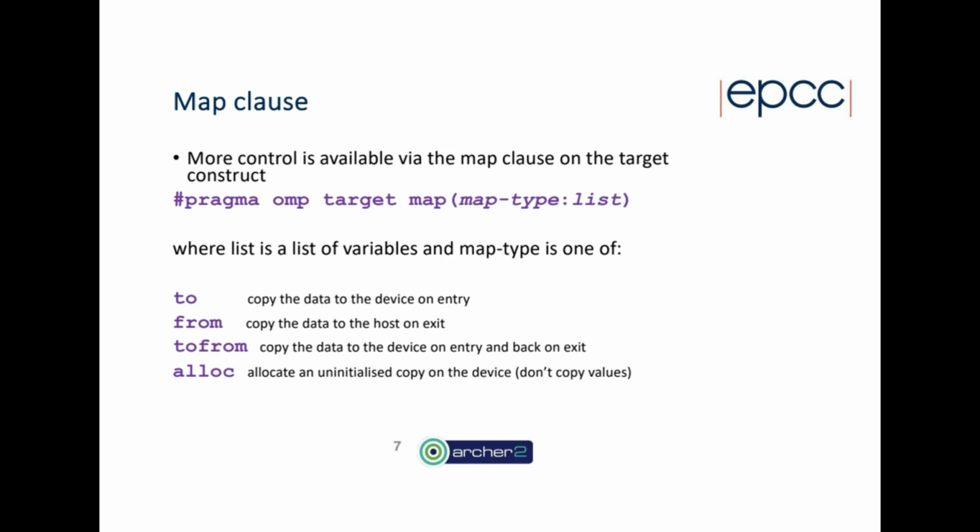Or the final option is alloc, which says just allocate an uninitialized copy of this thing on the device, but don't actually copy any of the values. So if you don't need to copy values, you can just create a version of those variables on the device and avoid the cost of doing the copy.